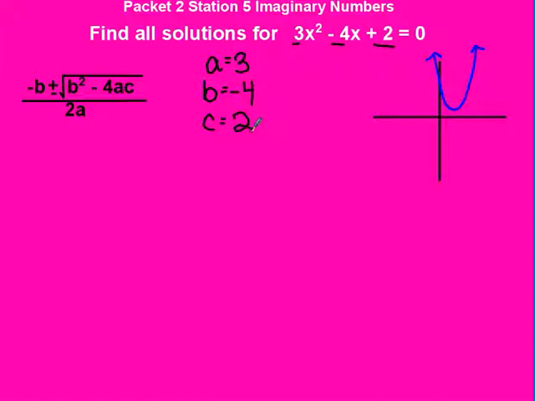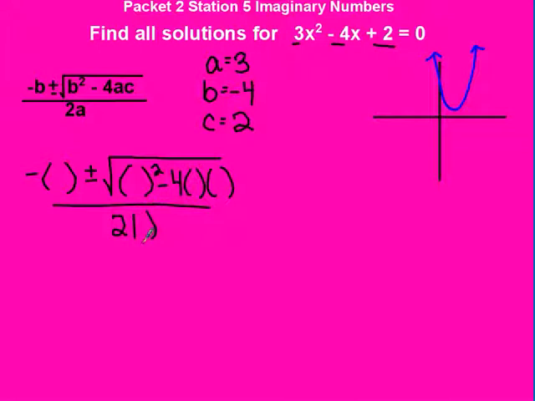C is the only number at the end, which is +2. Now, so that I don't make any mistakes, I always write out my quadratic formula and leave empty parentheses and then go plug everything in. -b plus or minus the square root of b squared minus 4 times a times c all over 2 times a. Now, I'm going to go back and fill in everything that I do know. Well, I know that b is -4, a is 3, and c is 2.